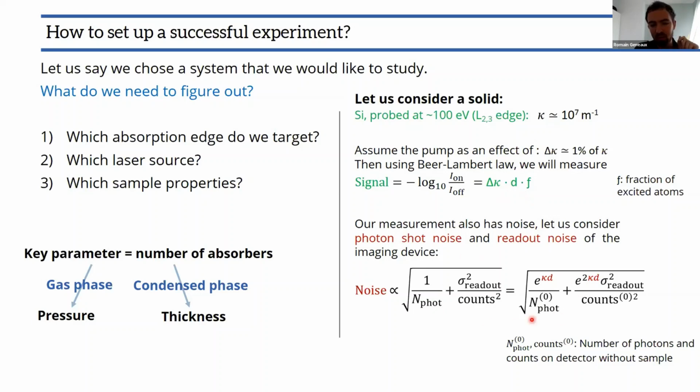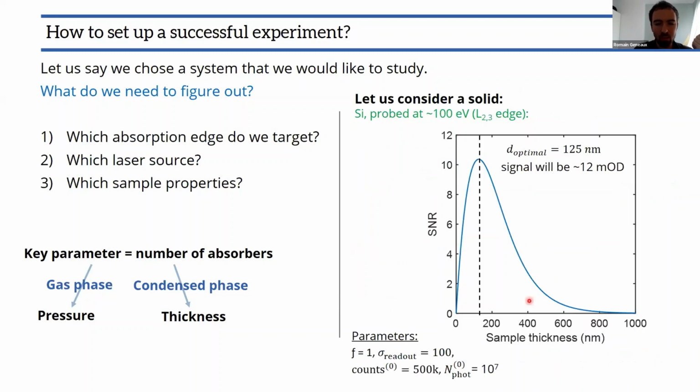Then you also have to consider your noise. Here I've considered only the photon shot noise and the readout noise in the experiment. This noise also increases with the thickness, because the more material you have, the fewer photons you have, and so the more the noise is going to prevail. From this, you can calculate the signal to noise ratio, and this is what we get in this example as a function of sample thickness. Here I get an optimal thickness of 125 nanometers.